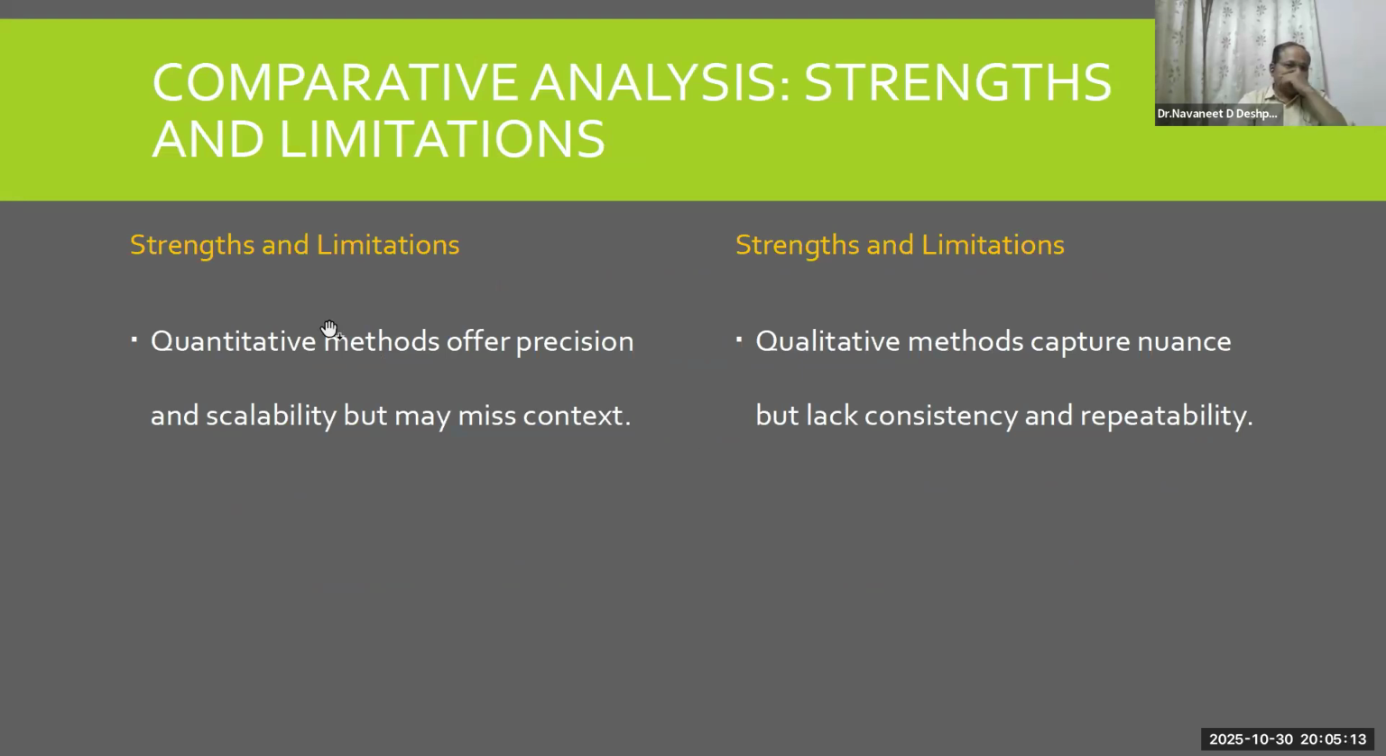First is strengths. Quantitative methods offer precision. What quantitative data gives us is a lot of precision and a lot of scalability, but we miss the context.